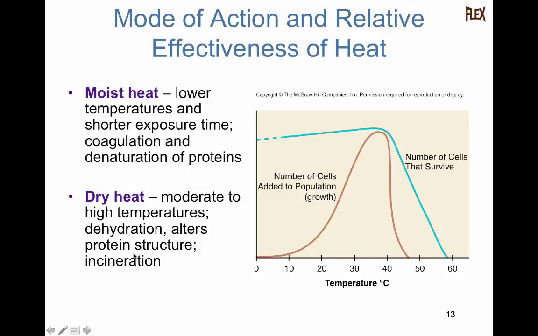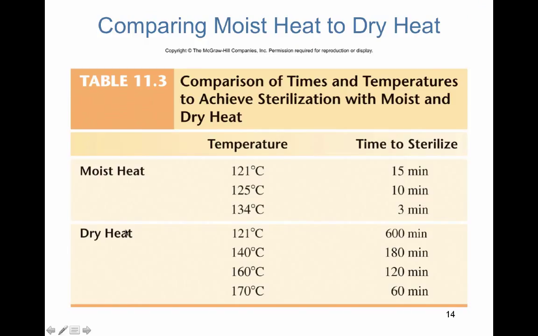Now we still have proteins that are targeted in dry heat, although this requires higher temperature, so moderate to high temperatures, and it also will result in dehydration. And this is just comparatively here in the case of moist heat, we could carry this out using a machine called an autoclave versus dry heat, lower temperatures, and shorter periods of time.